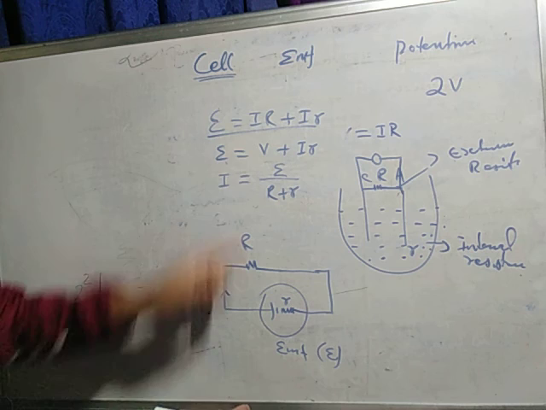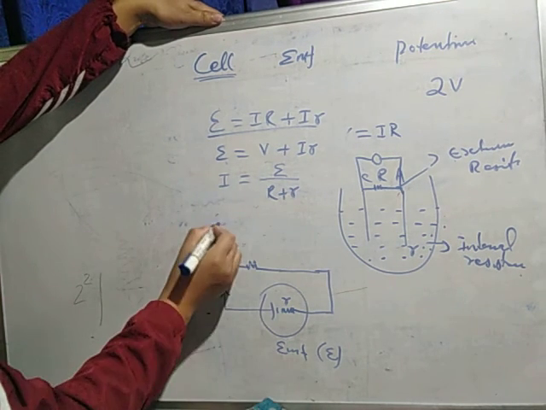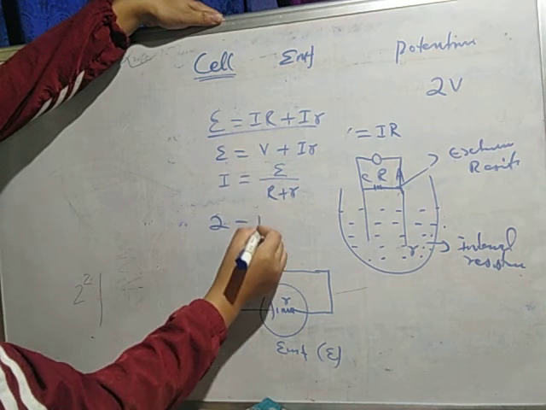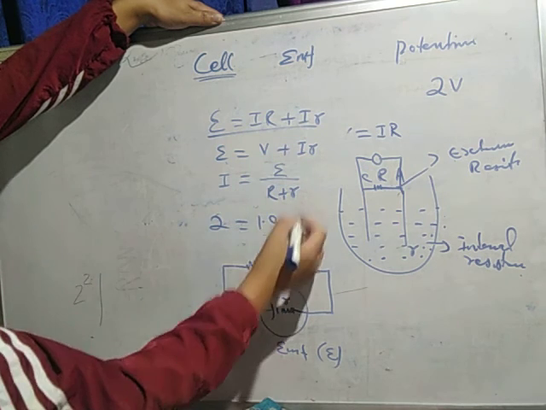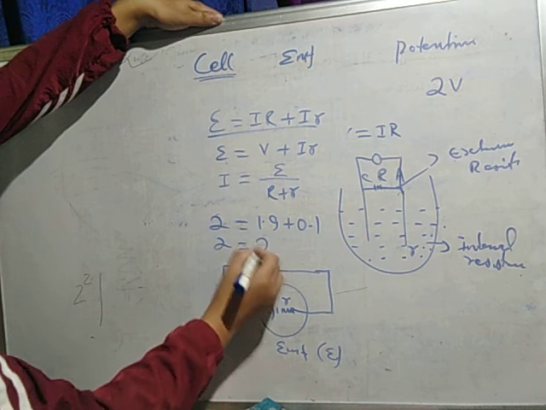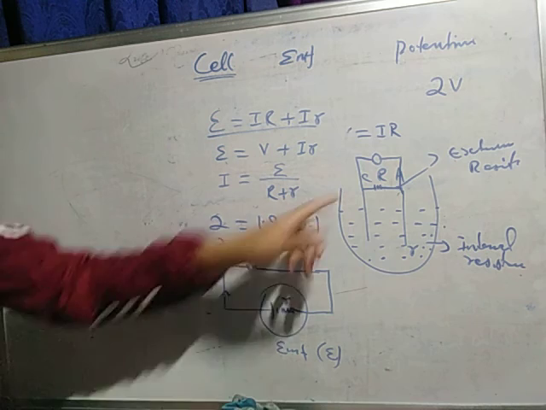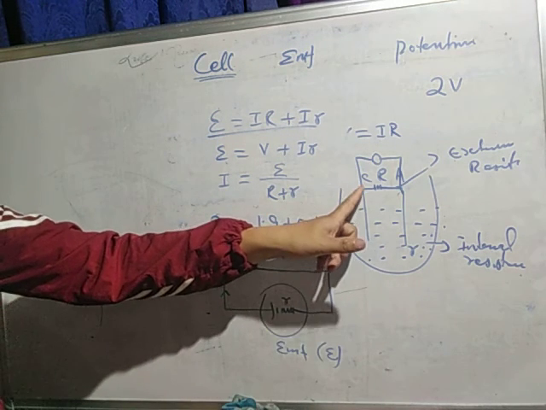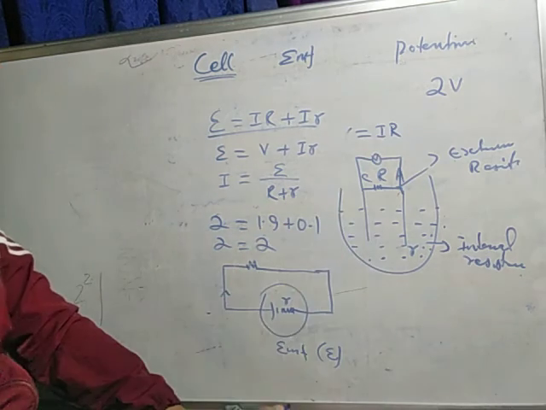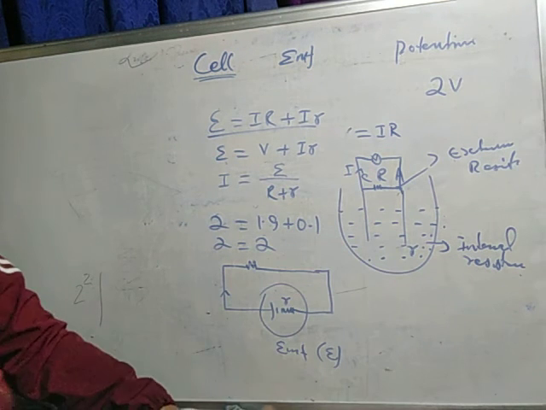So this is your EMF, 2 volt. 2 equals to what you got here, 1.9 plus internal resistance 0.1, so you'll get 2 equals to 2. Understood? This is what you have to understand: internal resistance and external resistance. Very, very important stuff. External potential drop, internal potential drop also, current I into r.